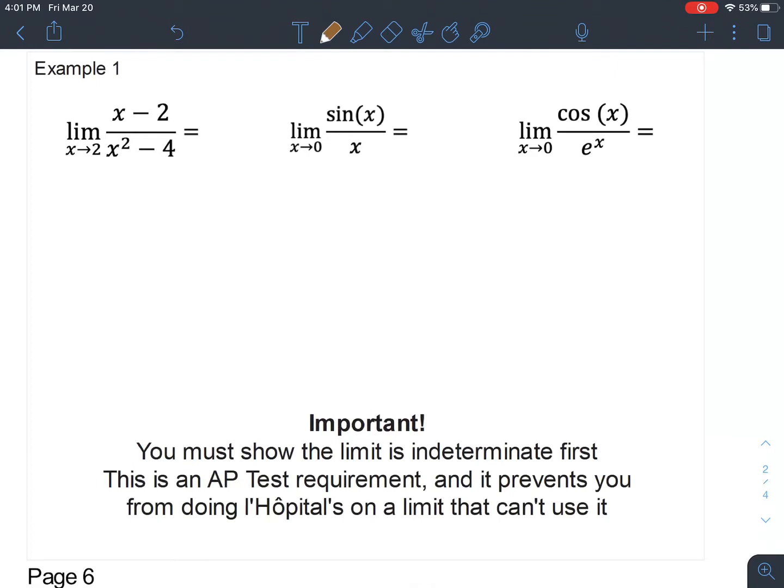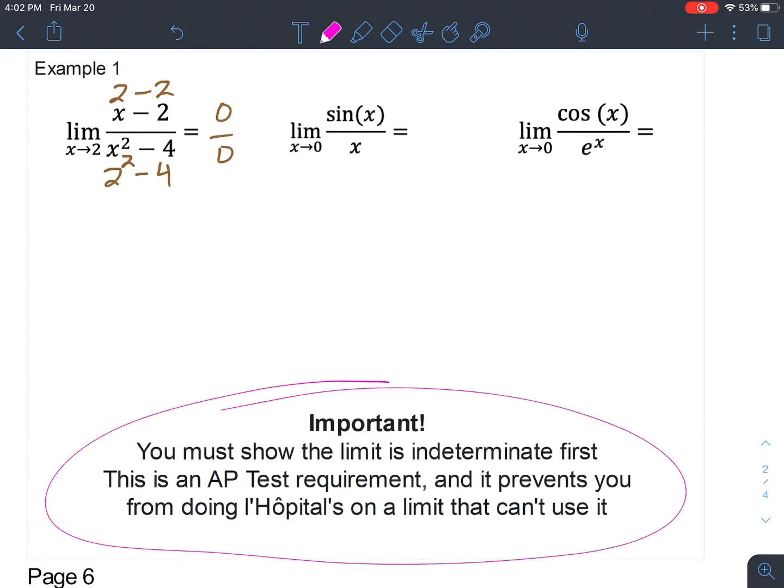Now, before we solve any of the questions, I just want to point out this note that I put at the bottom. And that note is that we need to show that a limit is indeterminate first before we solve it. So in the first one, we need to start by just showing, well, 2 minus 2 is 0. 2 squared minus 4 is also 0. And because we were able to show that, now we are allowed to use L'Hopital's.